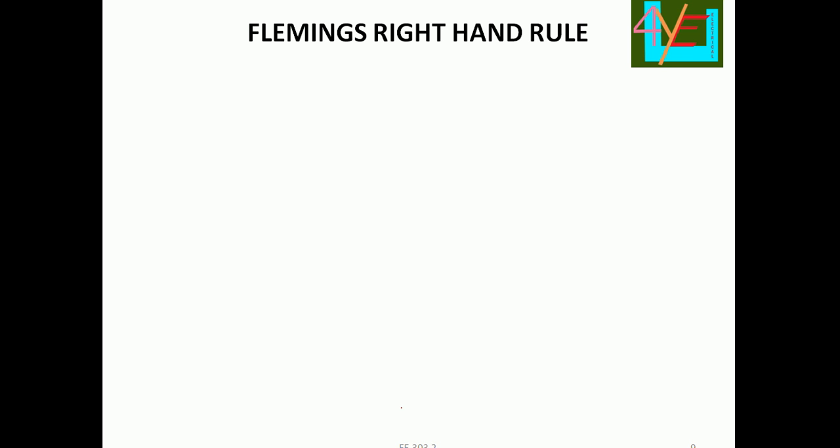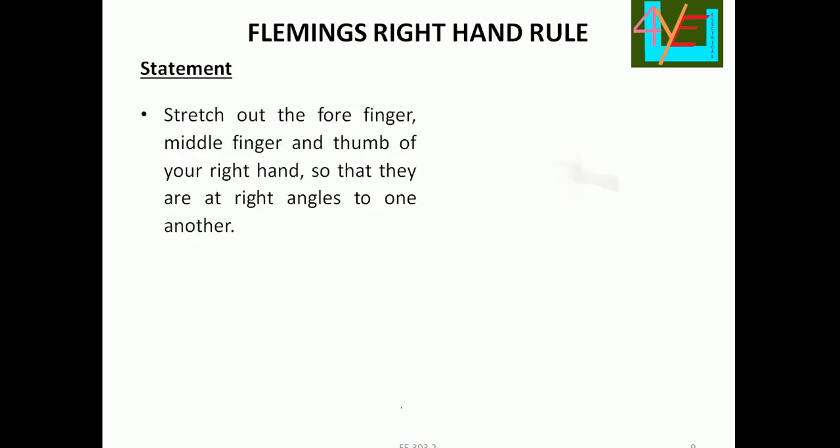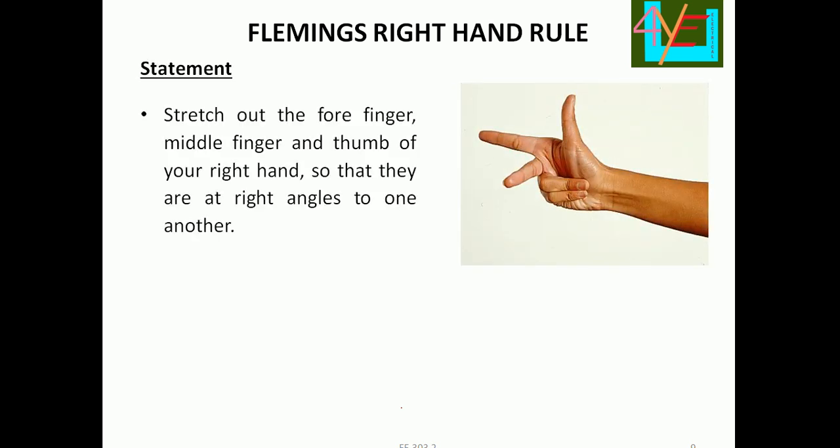So we go to the next topic, Fleming's right hand rule. Here is the statement of Fleming's right hand rule: stretch out the forefinger, middle finger and thumb of the right hand so that they are at right angles to each other.